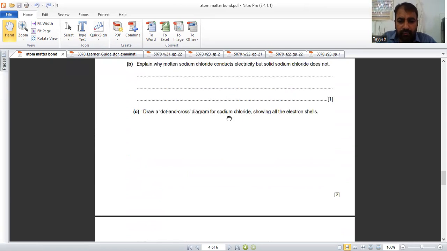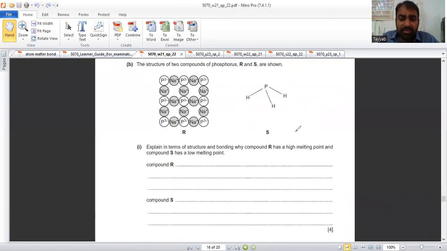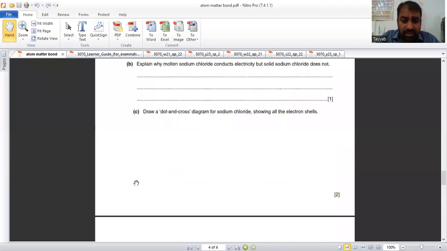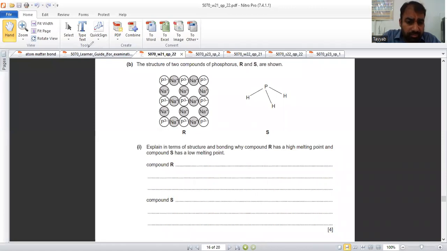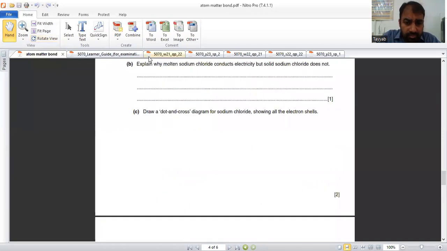Draw dot and cross diagram for sodium chloride showing all the electronic shells. There are sometimes examiner demands. What is the demand of the examiner? Here he is asking for an ionic dot and cross diagram between the ions, and he requires all the shells, showing all the electron shells.